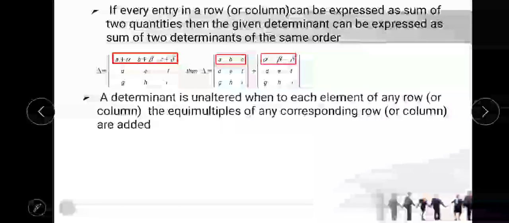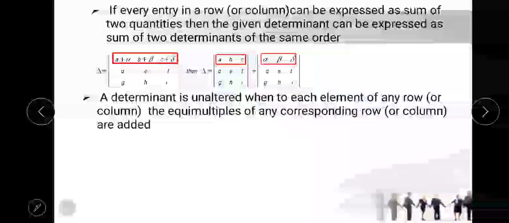A determinant is unaltered when to each element of any row or column, the equimultiples of the corresponding elements of any other rows or columns are added.